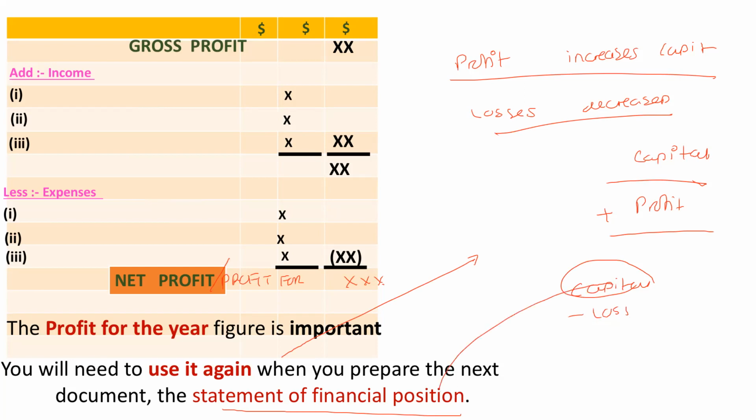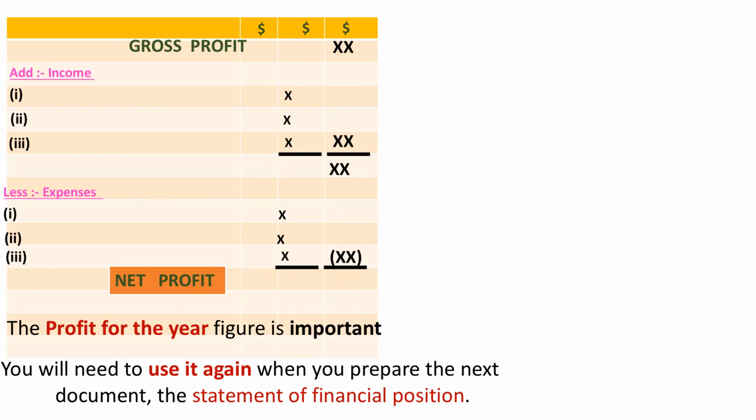So the profit earned or the losses incurred for the year is a very important figure. Why is this figure very important? Because I'm going to use it again. Why will I use it again? To prepare the next document, and the next document is the statement of financial position. It is advised that you pause the video, prepare the statement for yourself, and move ahead so that you are clear with the concept.